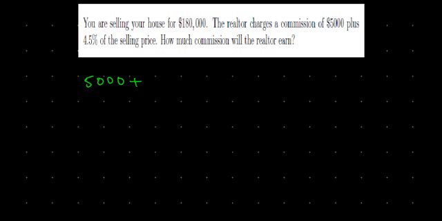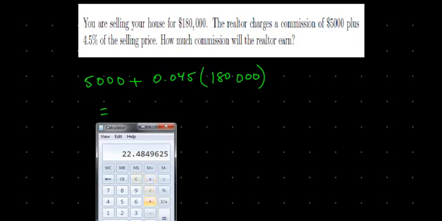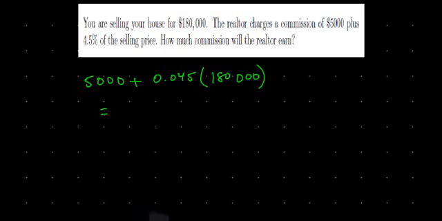So we're going to get 0.045. That's the decimal form, taking 4.5 and moving the decimal to the left 2 places, times 180,000. Okay, so we can work all this out in one whack, I believe. Let's do our multiplication first, order of operations: 0.045 times 180,000 equals 8,100, plus 5,000 is 13,100 bucks.